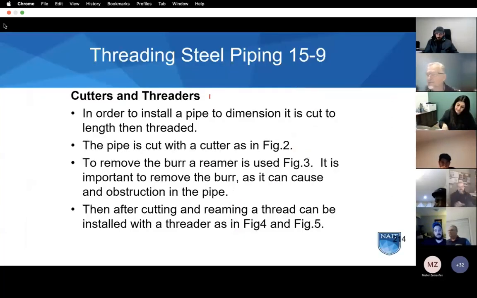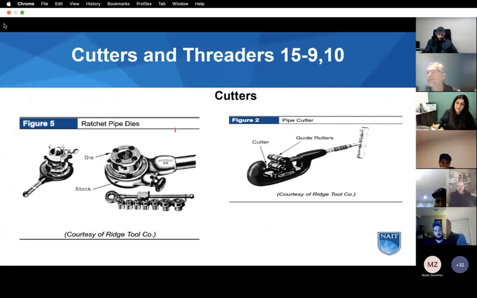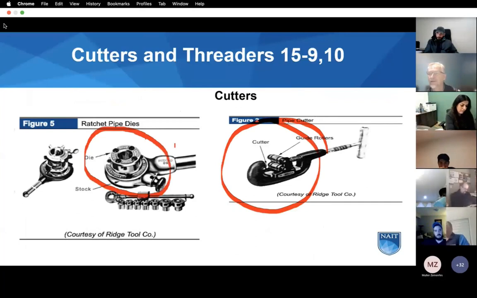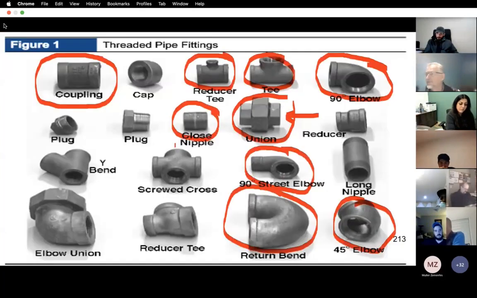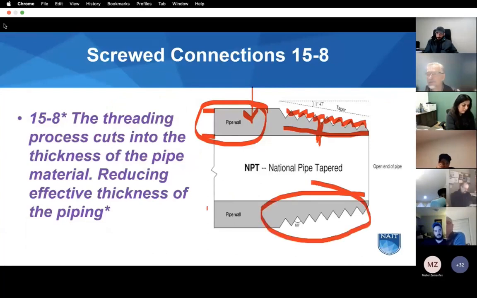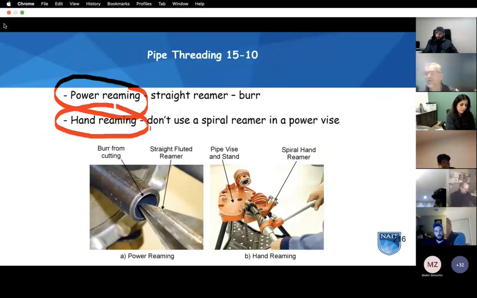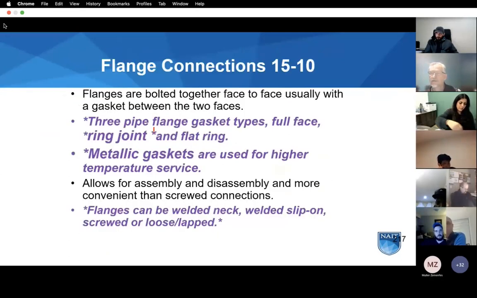Cutters and threaders, so the chapter will show you some bits and pieces for being able to cut your pipe with cutter. We can put some dies in a ratchet or a handle and carve those threads into the end of the pipe and build ourselves a nice system. Sometimes we have power equipment to do it. Sometimes we have handheld equipment, but we're not going to teach you how to build a piping system. So that was threaded piping.